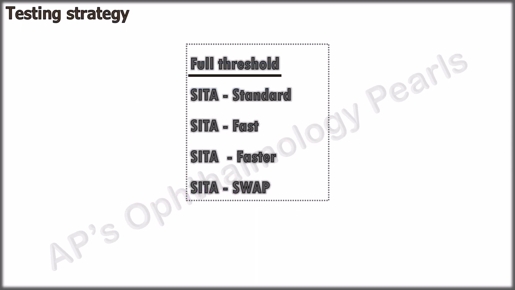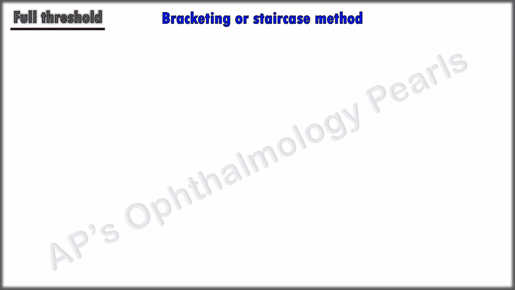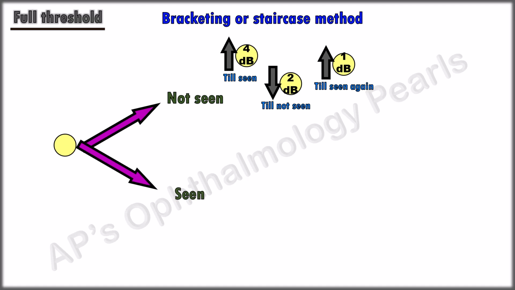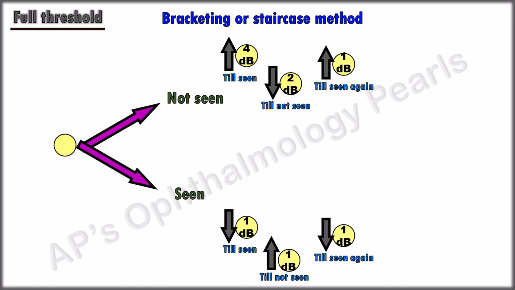Full threshold was used prior to the advent of the SITA strategies. In the full threshold program, at each point, a stimulus is presented at an intensity which is expected to be seen by the patient. If this stimulus is not seen, then it is increased in 4 decibel steps till seen, then decreased in smaller steps till not seen, then again raised in still smaller steps till seen again. This final decibel reading is the threshold. This is a bracketing technique also called the staircase method. Alternately, the initial stimulus may be seen and a similar strategy is adopted to determine threshold.